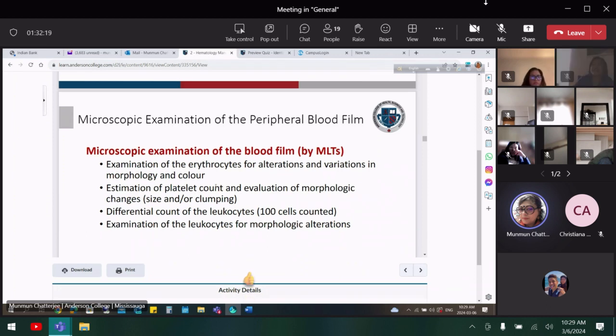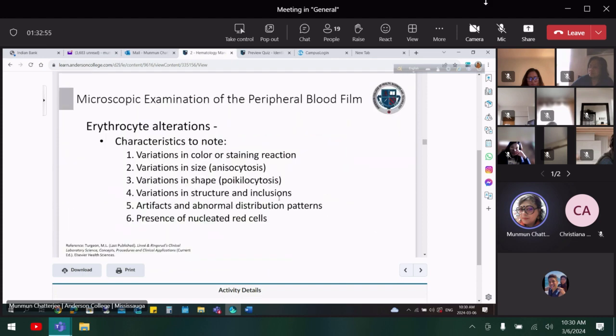Okay. Estimation. I am asking you the questions so that you can take it out from your heart and brain so that you can remember. So estimation of platelet count and evaluation of morphological changes like size, clumping, differential, if it's a high platelet count, if it's a low platelet count, what is the high RBC, what type of MCH, hemoglobin, everything, and differential count of the leukocytes. In general, you have to count 100 cells to give the differential count, to give the percentage. Examination of the leukocytes for morphological alteration.